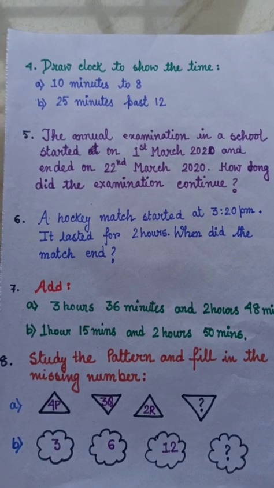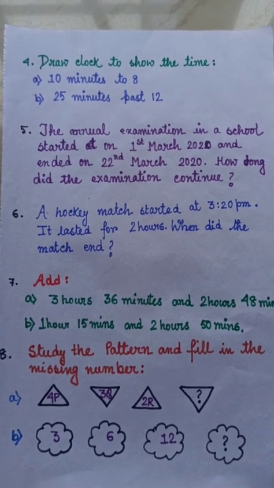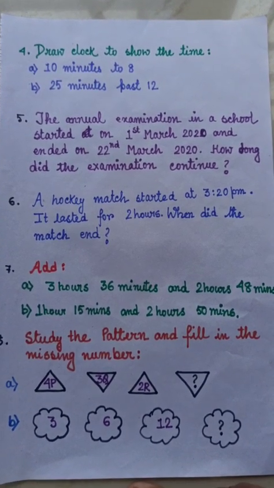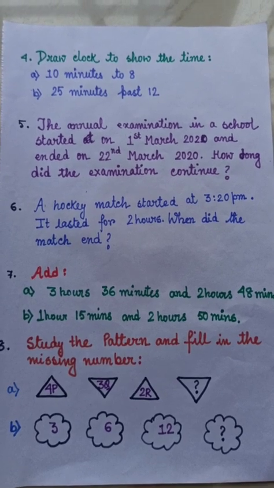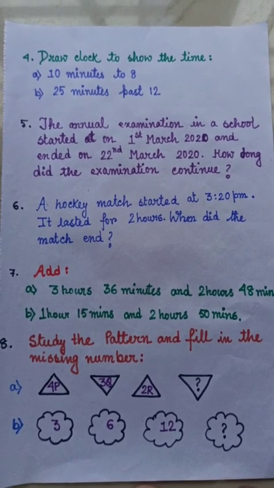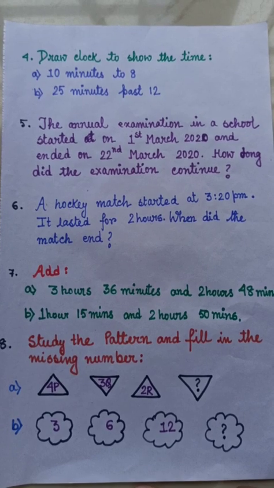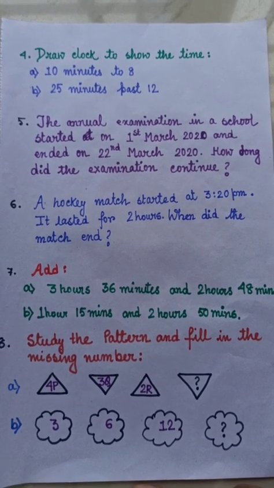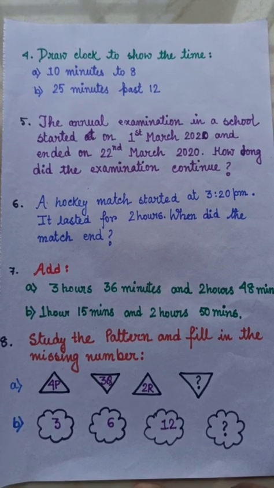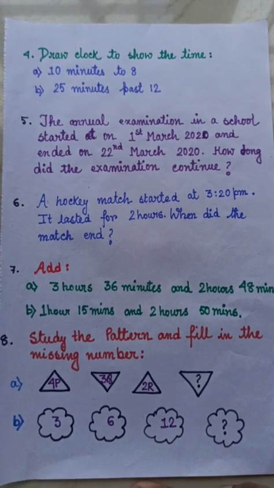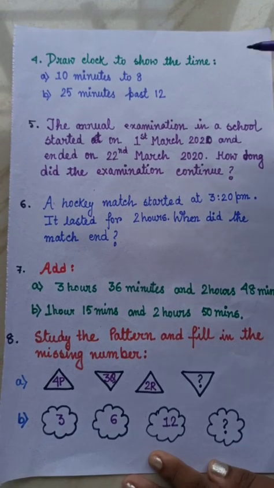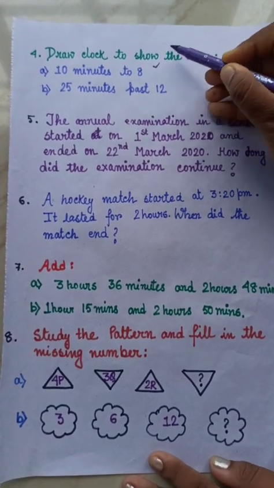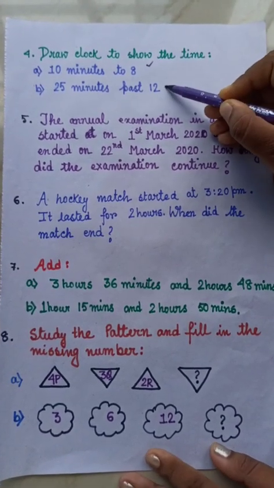Here you have to draw a clock. Make sure you draw with pencil, and properly write all the numbers, that is 12, 1, 2, 3, 4. When you see a clock, you can see 12 and 6 are in the same line, and 3 and 9 come in a straight line. Be careful when you do that. You have to draw clocks for 10 minutes to 8 and 25 minutes past 12.